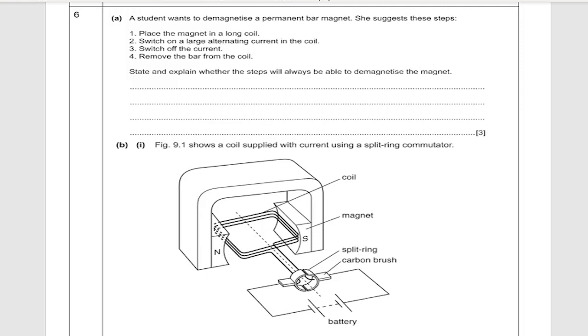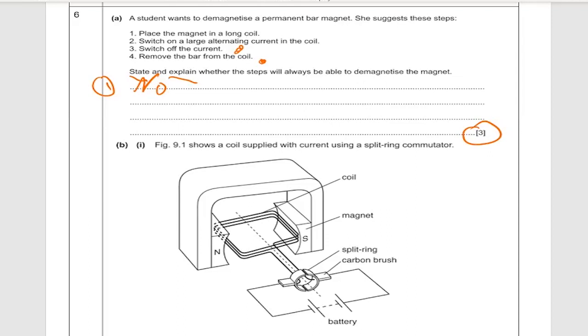And where they've gone wrong here is they've switched off the current before they've removed the bar from the coil. Okay, so the first mark on this question is for stating no, or this will not be effective. Okay, so that's our first mark there. Okay, so no. But there's now two marks, because this is a three-mark question, okay, for the explanation.